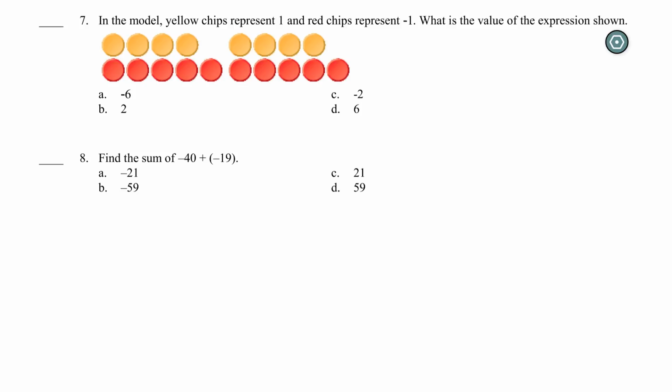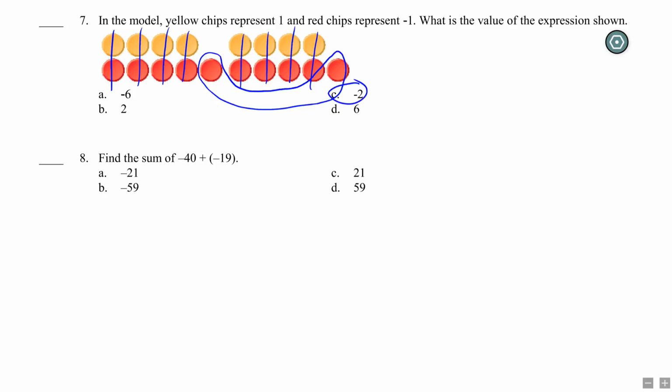Question 7. In the model, yellow chips represent 1, red chips represent -1. I realized that we made copies on a black and white copier, so yours would be the lighter chips are positive, the darker chips are negative, but I'm sure you'll be able to figure that out. Anyway, looking at this, it says, what is the value of the expression shown? And so, since I'm just evaluating my expression, I need to simplify, can cancel out all my 0 pairs, and then I'm left with 2 negatives, or -2, answer choice C.